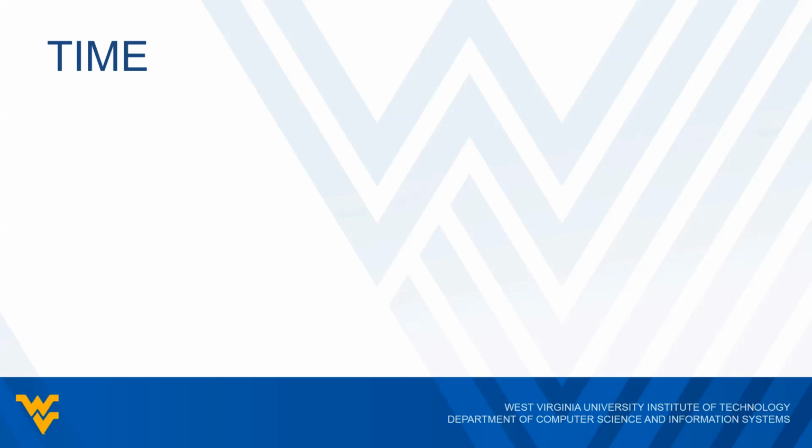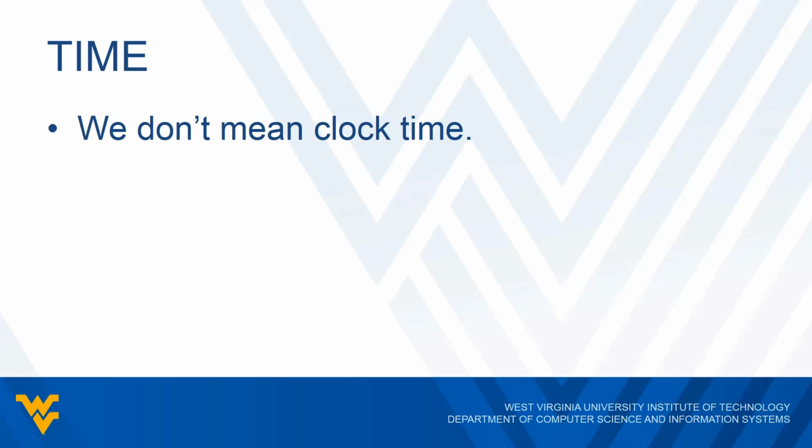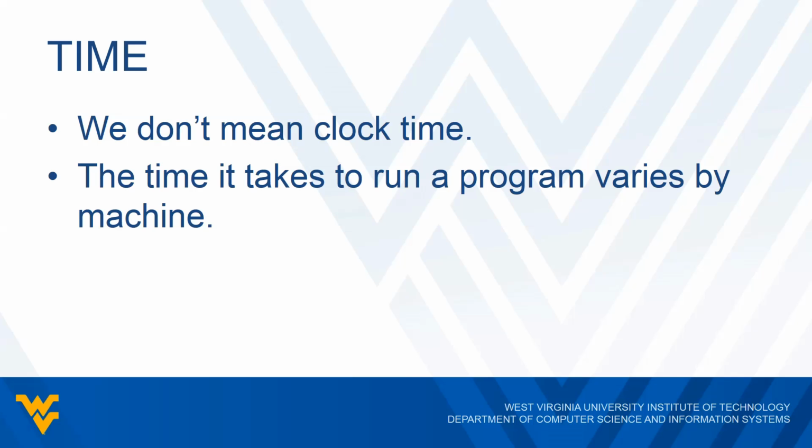Now, when we say time, we don't mean clock time. We don't mean take a stopwatch and start it as soon as the program starts and then stop it when the program is done. This is because the time it takes to run a program is going to vary by machine. I could take the same program and put it on 100 different machines, and it's very unlikely that I'm going to find two machines that run the program at the exact same time. Depending on the type of architecture, CPU, and RAM that you have, they are going to vary. So we don't look at this in terms of a clock time or an execution time.